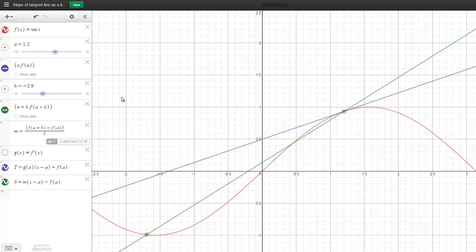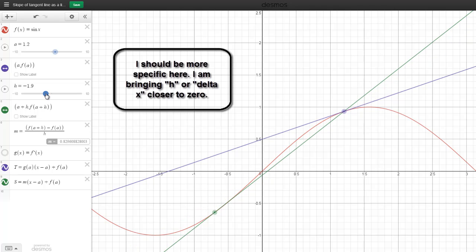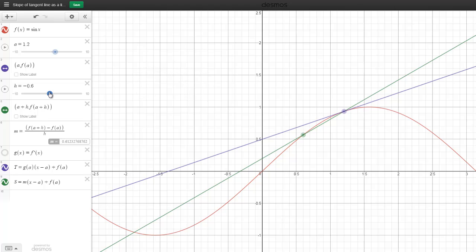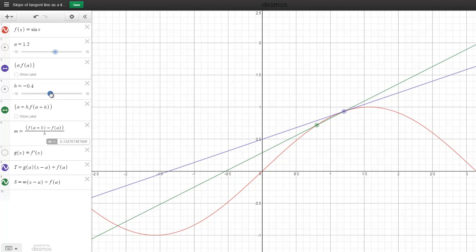But notice what happens as I make those points closer and closer together. So right now, look at this h. H right here, that's the distance between the green point and the purple point. We call that delta x usually. Some books call it h, but our book calls it delta x. So as I decrease delta x, that is, decrease h, I get a better and better approximation of my tangent line.